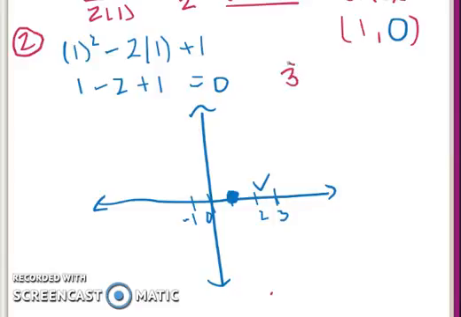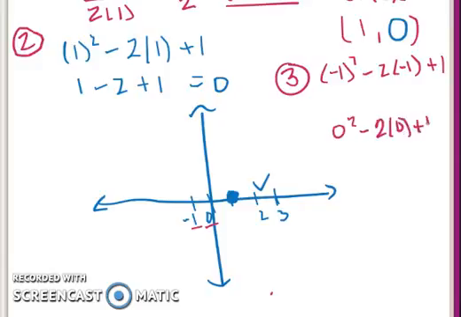So step 3, we're going to switch over here. I'm going to pick 2 points. I picked 0 and -1. So we'll plug those in. We get -1 squared minus 2 times -1 plus 1. And then this one's really easy. It's going to be 0 squared minus 2 times 0 plus 1. So when we have 0 as our x, we're going to get 1 for our y. So 0 and 1. And over here, we're going to get 1 plus 2 plus 1, which is going to give me 4. So -1 is going to give me 4.